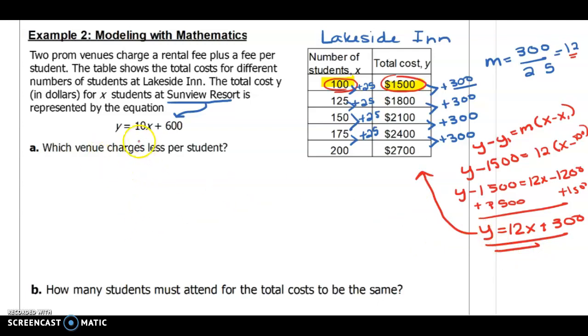For Sunview Resort, I add $10 per student plus a cover charge of $600. Over here in Lakeside Inn, I add $12 per student plus $300 for the whole thing. So which venue charges less per student? Well, guys, here's 10, here's 12. That would mean Sunview charges less per student. They charge 10 as opposed to Lakeside's 12.